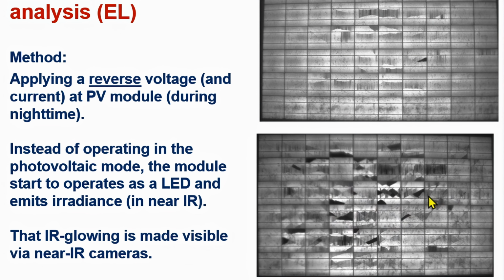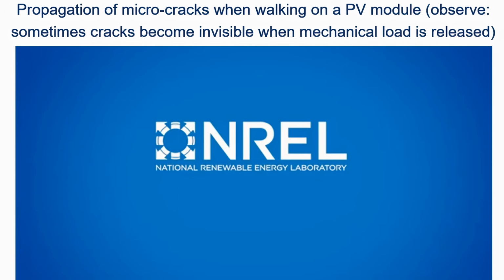While all cells are interconnected in series, the most damaged cell is determining the overall performance, at least of the string. If there are no bypass diodes, it's determining the performance of the whole module or even of the whole system. Take a look, there's a movie about that.